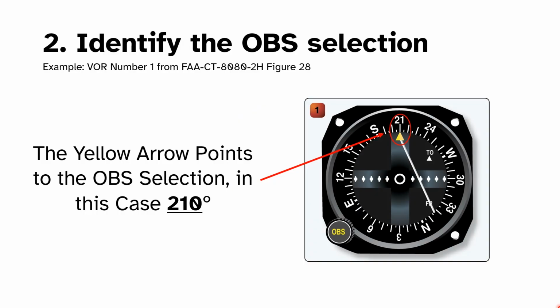So your next step is going to be to identify your OBS selection. Again, it's that yellow arrow that points at the OBS selection at the top. In this case, it's pointed at the line that corresponds with 2-1, which is 210 degrees. And VORs are all in magnetic, so that's 210 degrees magnetic. So that is our OBS setting for this one.